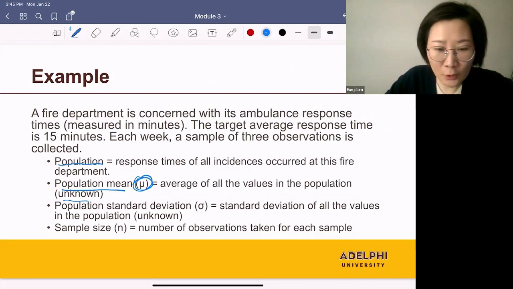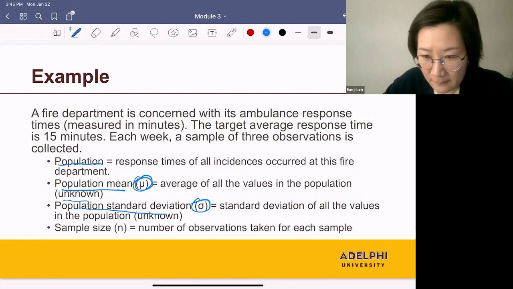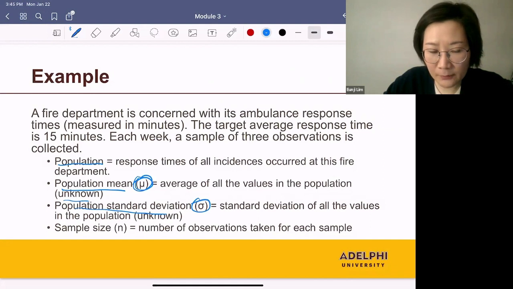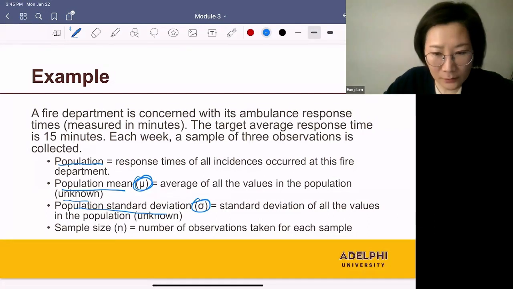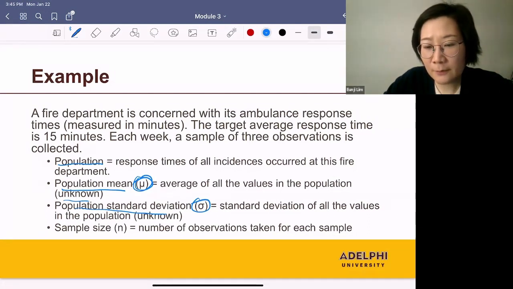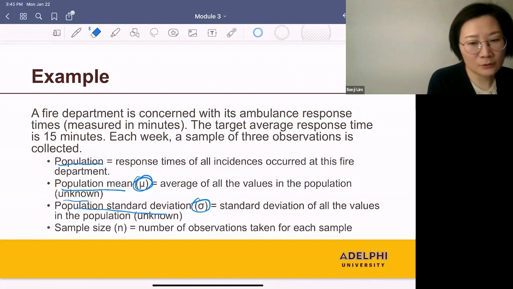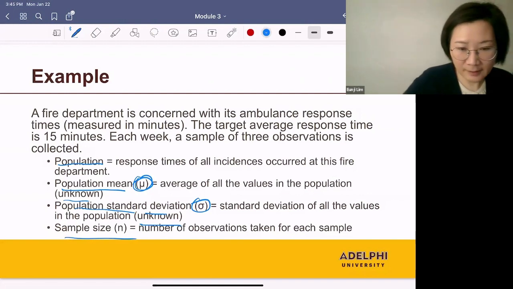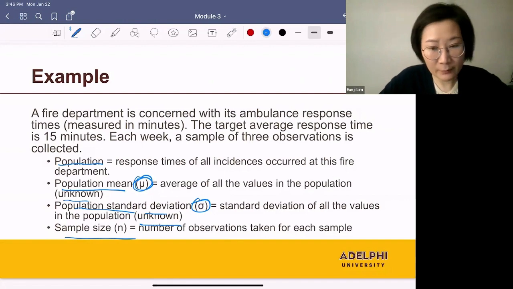Next, we have a term called the population standard deviation. We use sigma to denote this quantity. It's the standard deviation of all the values in the population. Is sigma known to us? No. To compute sigma, we need to compute the standard deviation of all the values in the population, but we are sampling a few of them, so we can't compute sigma. Sigma is unknown. Next, the sample size, n. It's the number of observations taken for each sample.